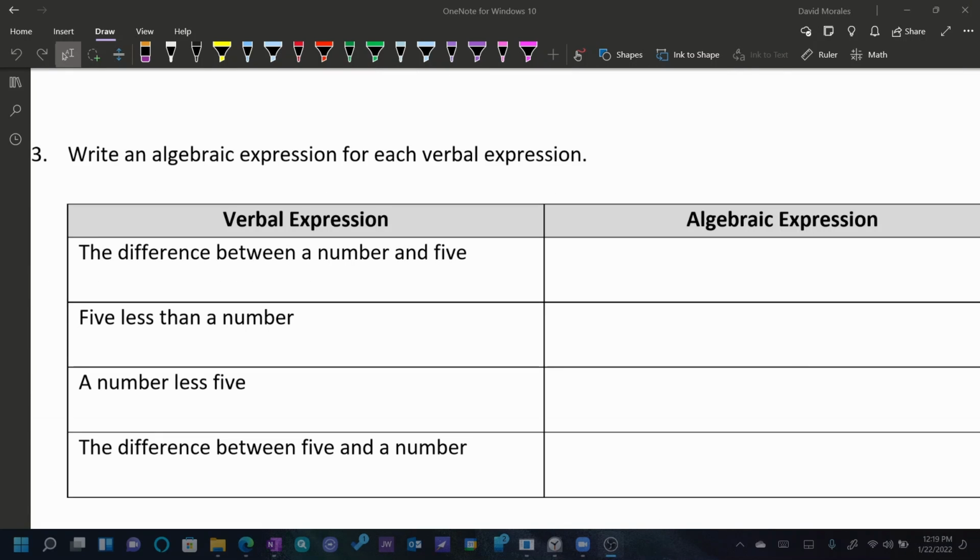Okay, so it says write an algebraic expression for each verbal expression. When you write an algebraic expression, just as English reads left to right, you write your algebraic expression from left to right. There's only a couple exceptions to this. We'll get to that in these examples. So it says the difference between, difference meaning minus, between who? A number and 5. There's a difference between them. Okay, a number and 5. So you will write it as x minus 5.